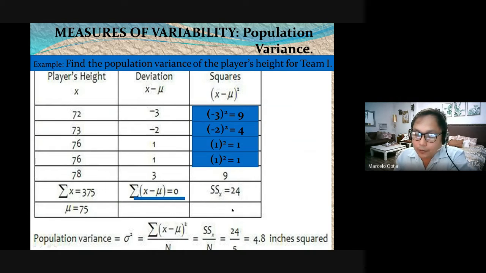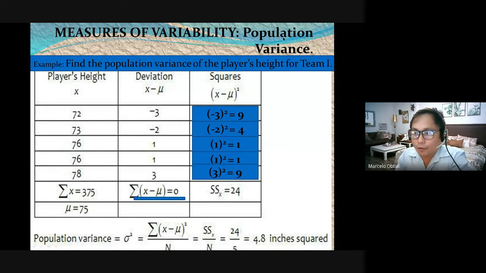After that, you can proceed to substituting in the formula, okay? Because you're asked here for the population variance. So the value in the denominator is 24 divided by 5. Use your calculator, the answer is 4.8 inches squared. We always have squared in the units, because it is the population variance.